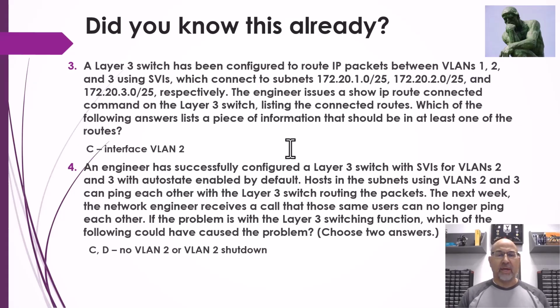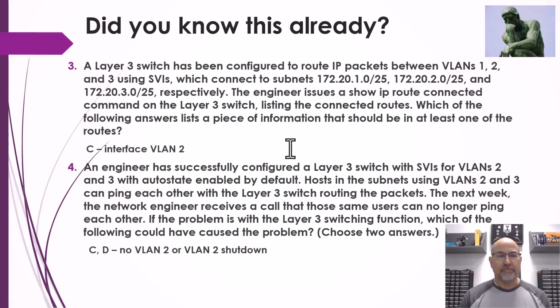Which of the following answers lists a piece of information that could be in at least one of the routes? The route will be connected to an interface that was VLAN 2. That was the only one that matched. And that should make sense to you. All 3 of these would be directly connected routes to a particular VLAN. So if you were going to write down what the routing table looked like on paper, you would see that appear somewhere.